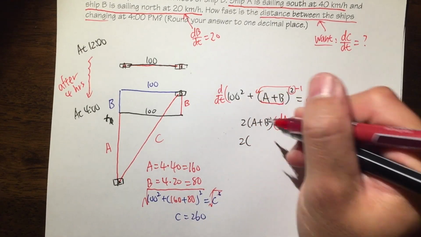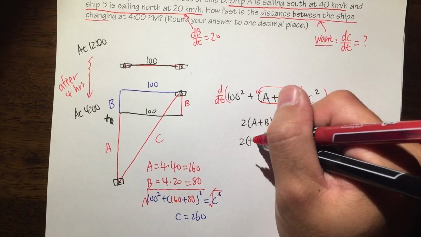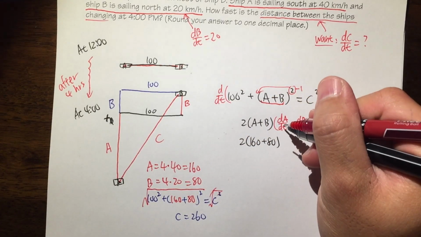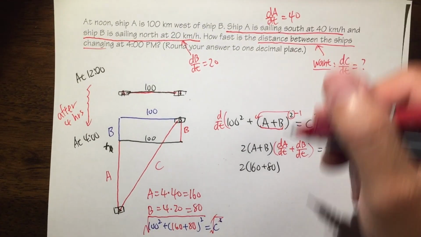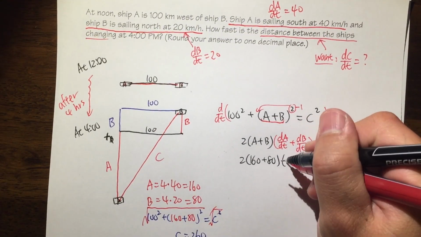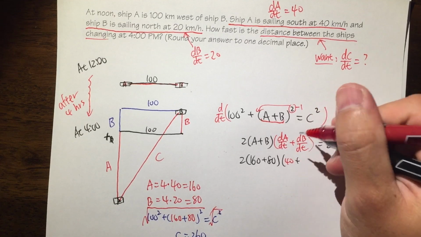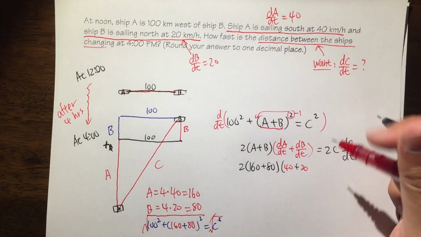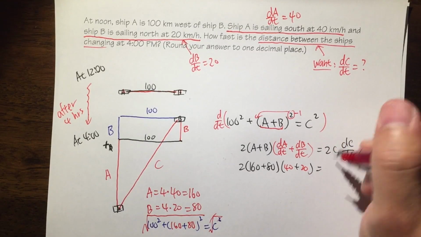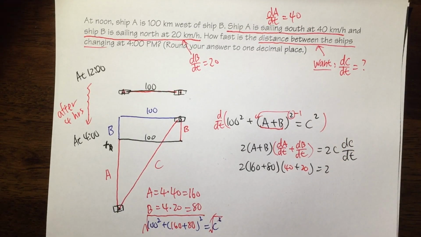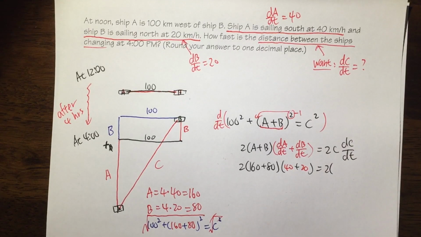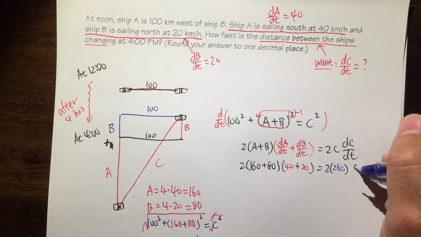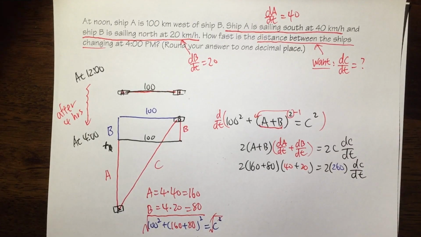And now we can just bring everything right here. We will have 2 times A, which is 160, plus B, which is 80. The dA/dt is positive 40, so let's put that down right here. And then the dB/dt is positive 20, so let's also put that down. And then 2 is 2, C is 260, so let's put that in this little parentheses. And then we have the dc/dt.